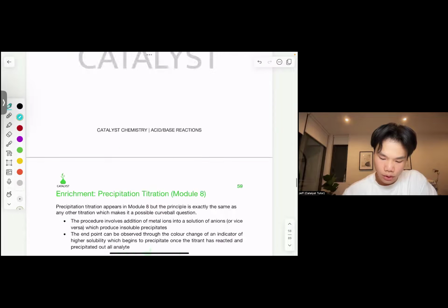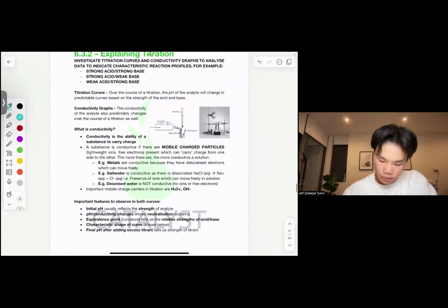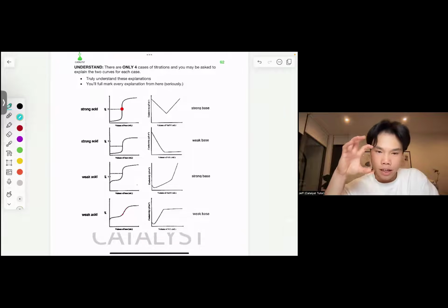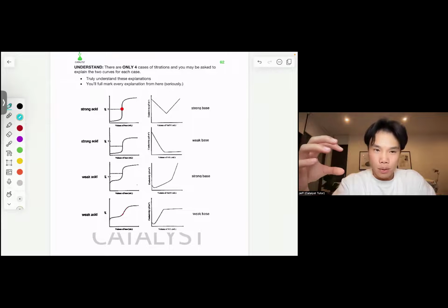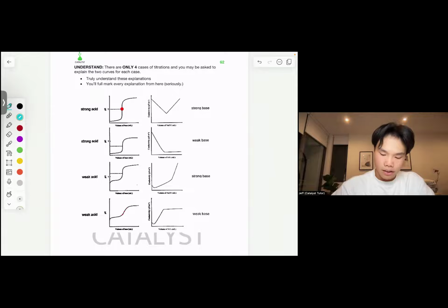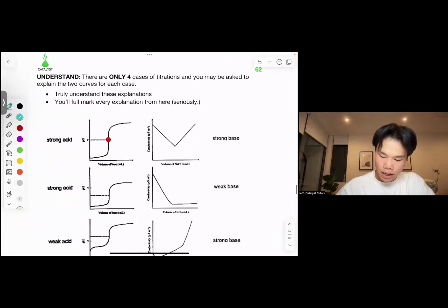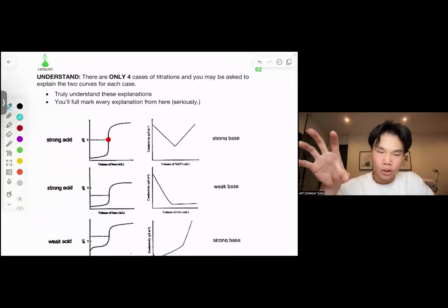So let's get into our explanation of these curves. We've talked about conductivity. You should know how to explain each and every one of these 8 curves. Might seem daunting, but if you truly understand what's happening, you don't really have to memorize anything. You can always figure it out anyway. So let's talk through them one by one. For a strong acid, strong base, you have these 2 pH curves and conductometric curve.